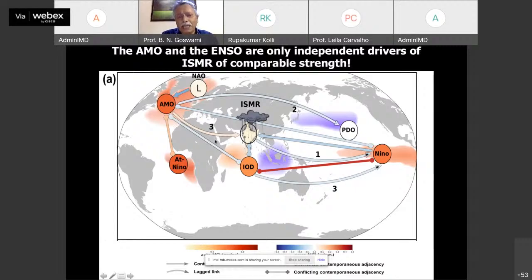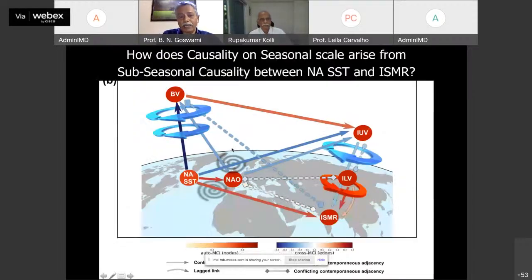So one thing that comes out very clearly is that both AMO and NINO are drivers of ISMR, but the other drivers are not very clear, and they may not be independent of El Nino. But AMO appears to be independent of El Nino, and still a driver. So I think this is a new understanding that has emerged from this analysis.